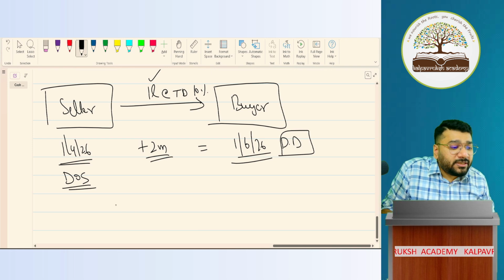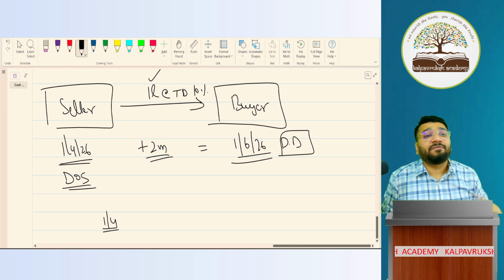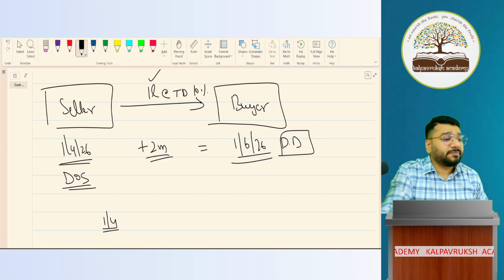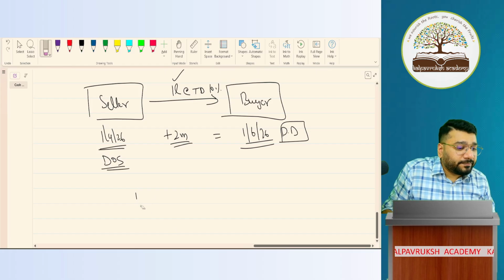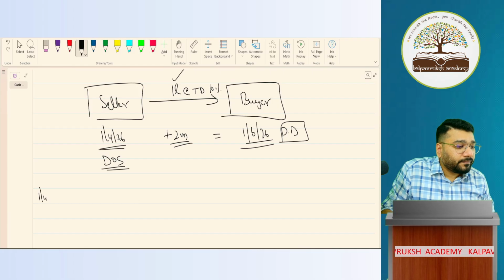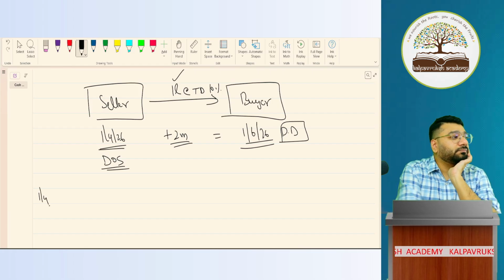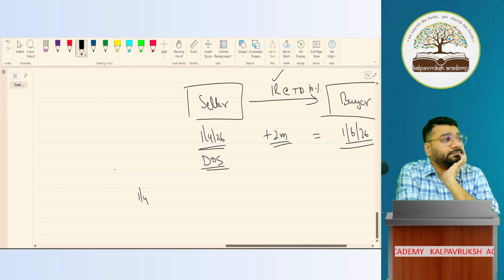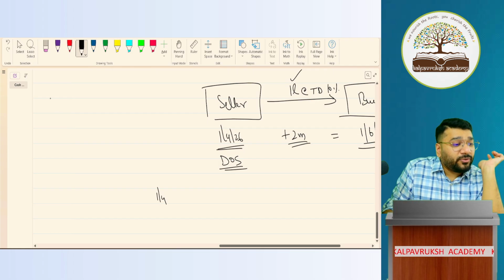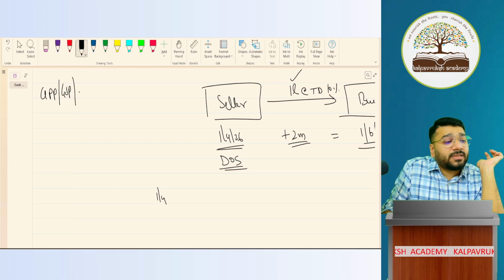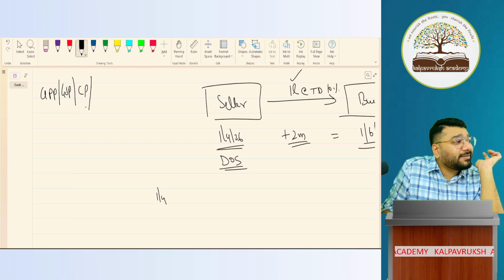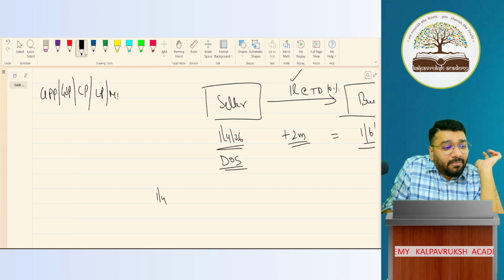Please tell me, what is the journal entry that I'll pass on 1/4/26? From the seller's point of view, in the books of seller, what entry will I pass on 1/4? Tell me. For this only, gross selling price. Also called the catalog price, also called the list price, also called the mark price. How much is it? 1 lakh.